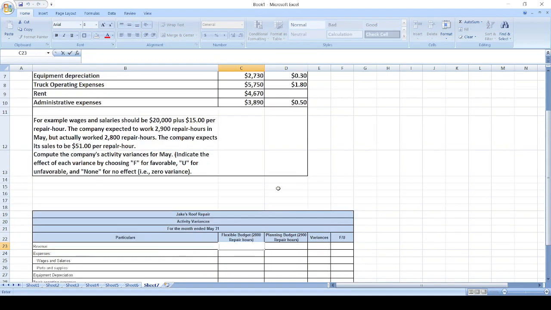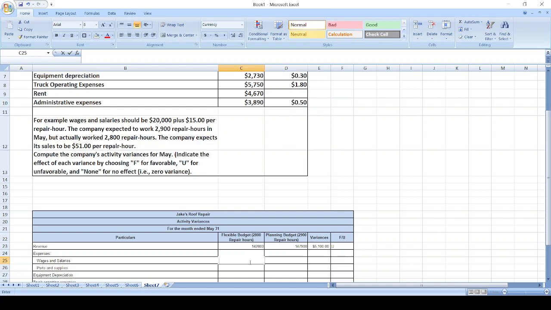First, we calculate revenue. The revenue is $51 per repair hour into the actually worked hours, 2,800. And $51 per repair hour into the planning budget, 2,900 repair hours. Variance is 147,900 minus 142,800, $5,100, which is unfavorable because actual revenue is lower than planning revenue.